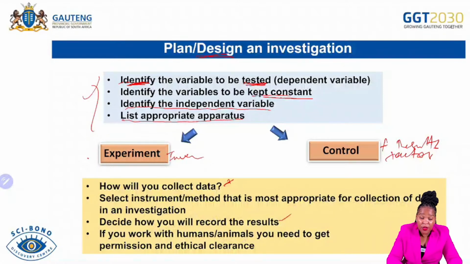And then if you work with humans, very important, or with animals, you need to make sure that you get permission. This is very important, because you cannot just be working with human beings without them giving you permission to work with them, especially when it comes to now the POPIA Act. People have to give you permission to even take photos of them. Now, please make sure that you follow those ethical clearance issues before you start working with humans and with animals.